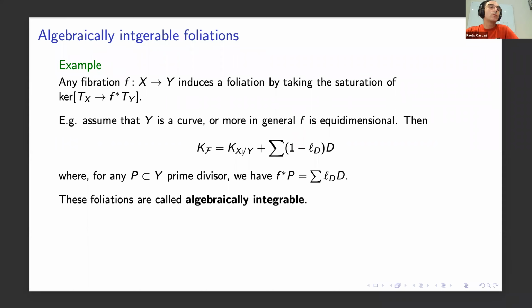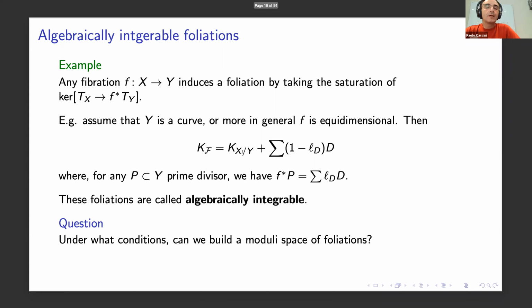And now the question is, in general, can we try to classify foliations? What does it even mean to classify foliations? This is a very vague question, but like in algebraic geometry, we usually answer this question by saying, at least can we build a moduli space of foliations? And this looks like a natural question, but somehow it hides lots and lots of details, lots and lots of problems.